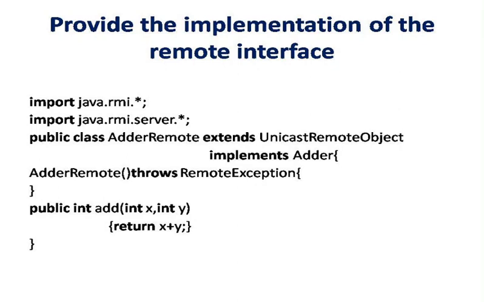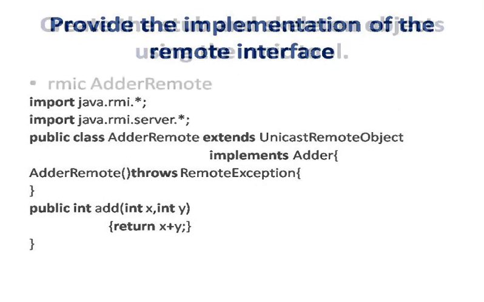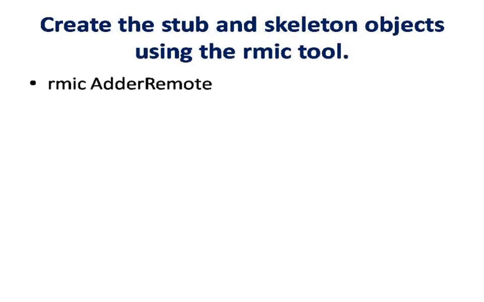And also do remember that you have to create a constructor for this remote object. For RMI we always need a server side object, so we need to have a constructor there which throws the remote exception whenever there is a problem in creation of the object. So two steps we have completed.